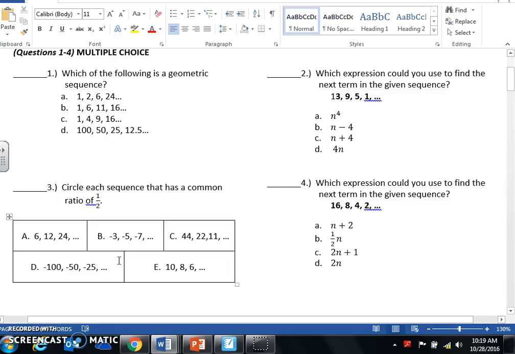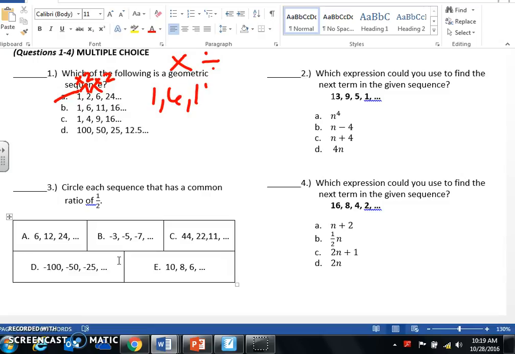Okay, so which of the following sequences is a geometric sequence? Remember, geometric means multiplying or dividing. So if I take A, 1 times 2 is 2, but 2 times 2 is not 6, so A does not work. If I take 1, 6, 11, and 16, the only way I can get using multiplication or division from 1 to 6 is to multiply by 6. However, 6 times 6 is not 11, so that also does not work.